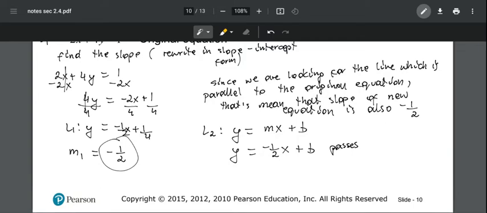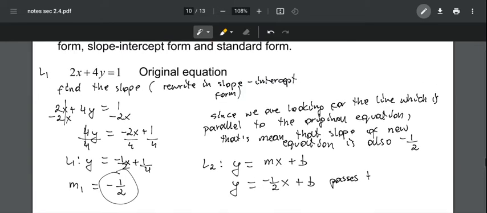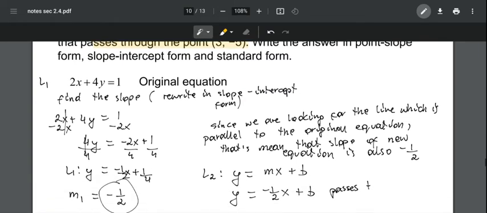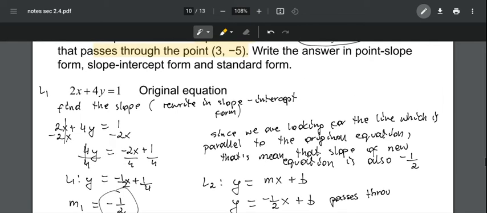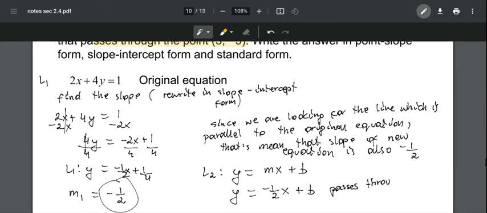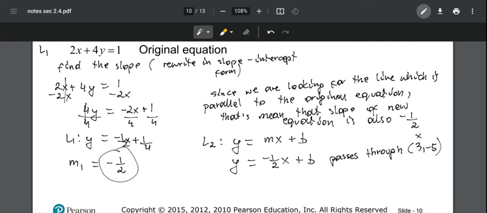Okay, so this line passes through the point 3, negative 5. So we're going to use the coordinates of the given point to find b.